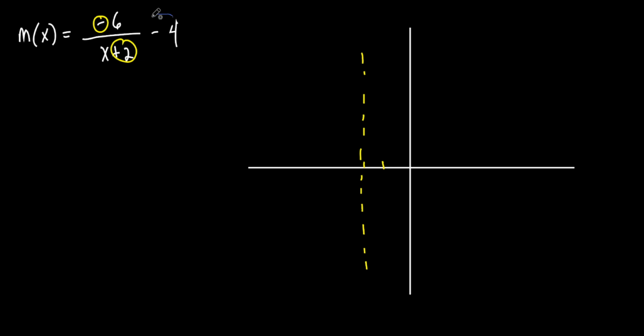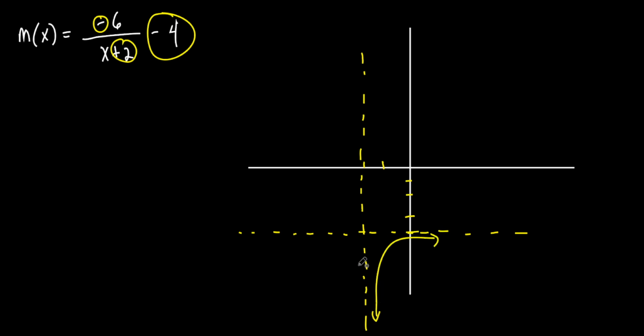All right, and then what's this minus 4 going to do? It actually shifts it down 4 places. So really, here's my horizontal asymptote, and there's the vertical asymptote. And now, all I got to do is just do an inverse of this. So what's the inverse look like? Looks like it's down in here, and it's up like this. And there it is.